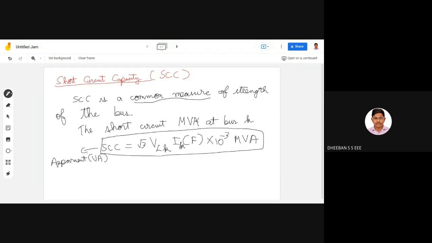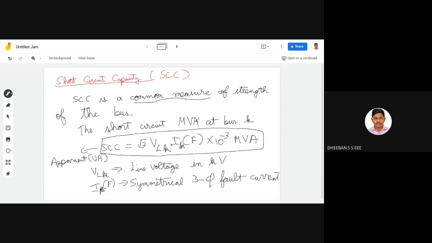Over here V_LK represents the line voltage in kilovolt, and I_FK is the symmetrical three-phase fault current. I hope you got the value of SCC.